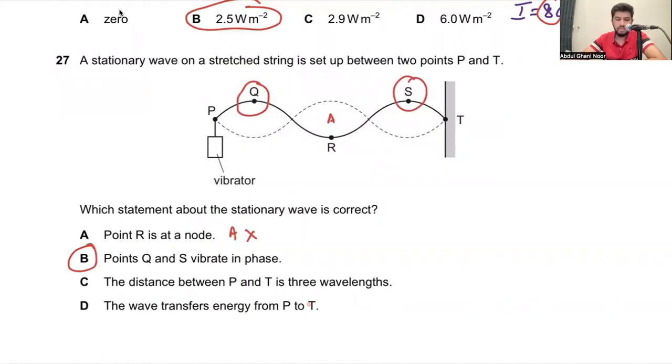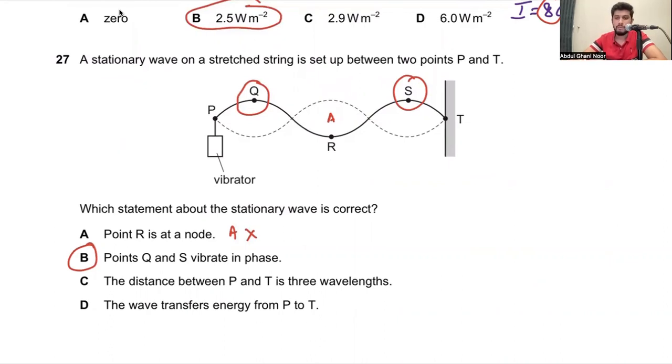The wave transfers energy. It's a stationary wave. It does not transfer energy. D is hence also incorrect. Your answer is B.